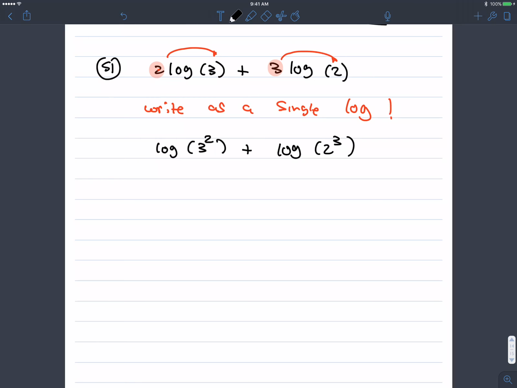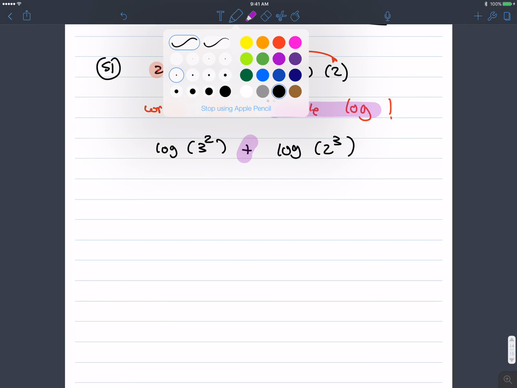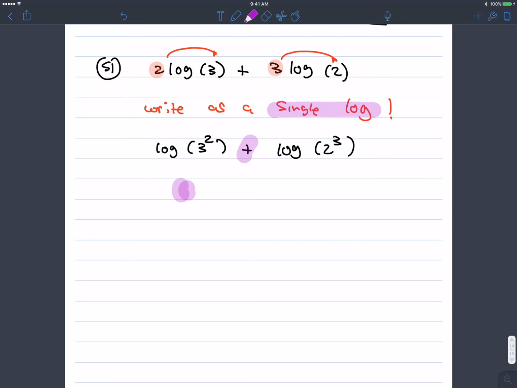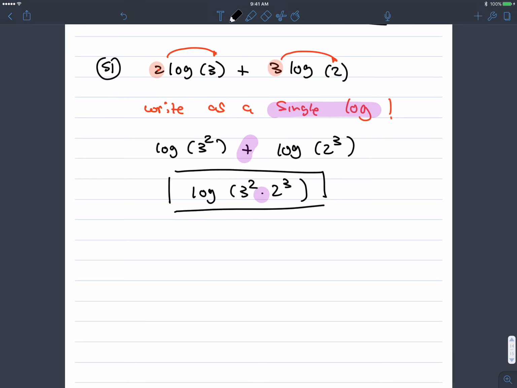And I'll point out another thing, that you have this addition. So if I'm going to write as a single log, as one log, I'm going to have to use now the product rule. It's log 3 squared times 2 cubed. So I'm going to write this sum now as a product. And you are done. So this can be described as log 3 squared times 2 cubed.